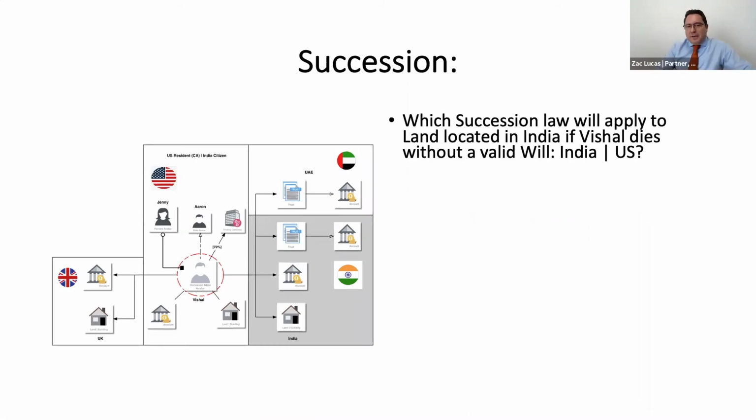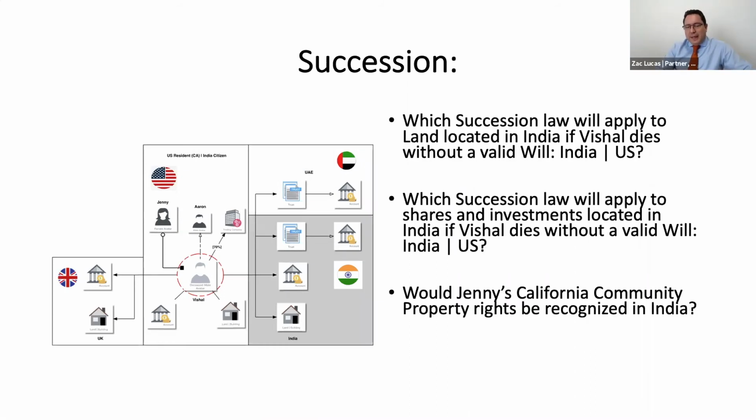And then I guess briefly, just from the India perspective, which succession law would apply to land located in India if Vishal dies with a valid will? Is that going to be India or US? And then which succession law will apply to shares and investments located in India if Vishal dies without a will? So Shreya, we're looking at the usual scenario here where we have a will that's been executed in, let's say, the US, and then one where Vishal passes away without having any wills at all. How will the estate in India pass?